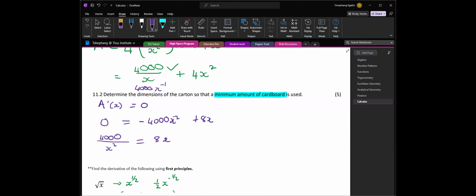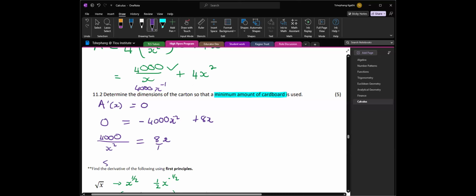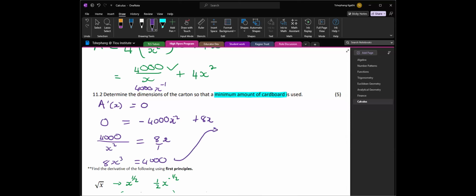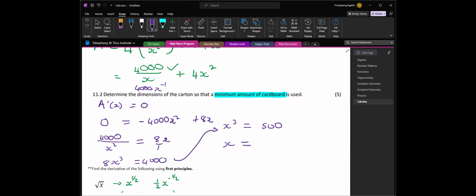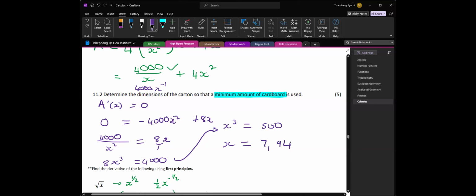Then what we can do is we can cross multiply. 8x to the power of 3 is equal to 4,000. Divide both sides by 8. X to the power of 3 will give you 500. Find the third root. X is equal to 7,94.